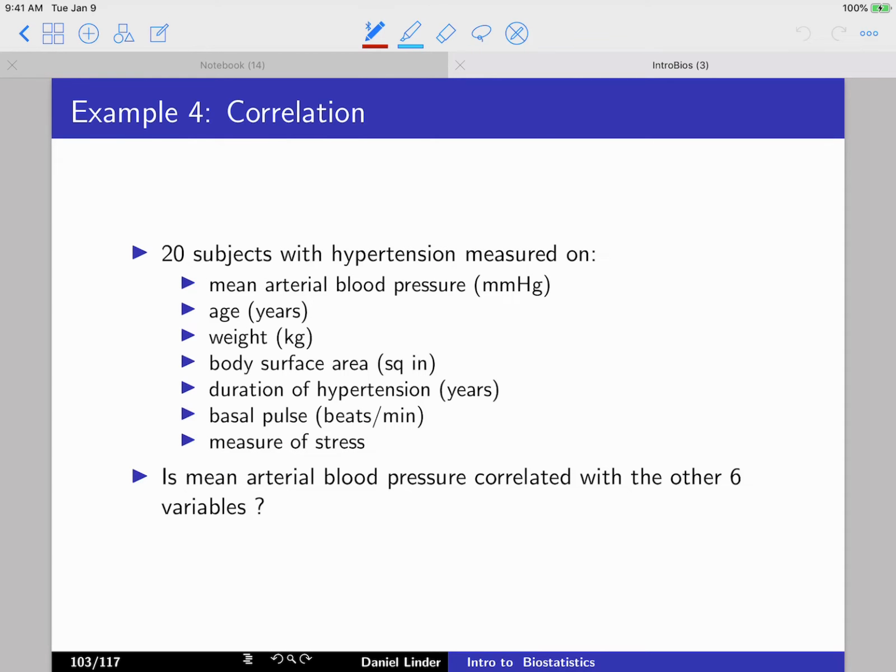So for this example, we've got 20 subjects with hypertension, and they're measured on mean arterial blood pressure, age in years, weight in kilograms, body surface area, which we're going to abbreviate later as BSA, duration of hypertension, so how long they've been hypertensive, basal pulse, and some measure of stress. The question here is: is mean arterial blood pressure correlated with these 6 variables?